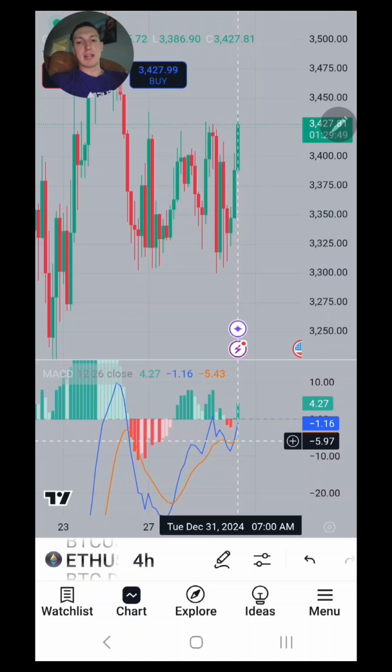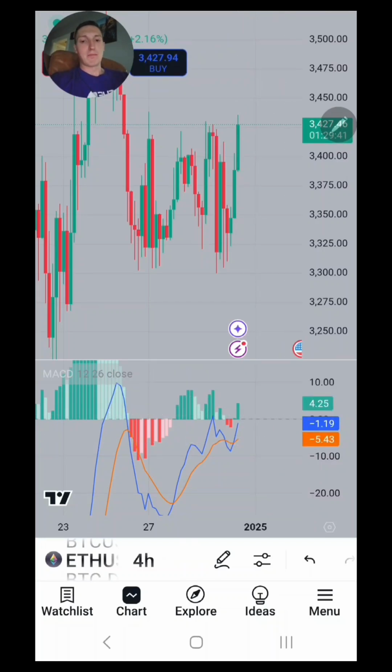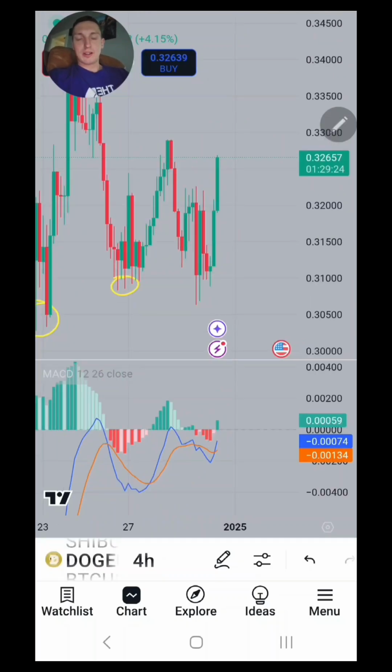But it's only just the beginning on the MACD. The price moved quite a bit, but the MACD is still below that zero line and hasn't moved that much. That's a good sign. That means there's plenty of room left to go, plenty of steam left in the engine. Dogecoin getting ready to take off.